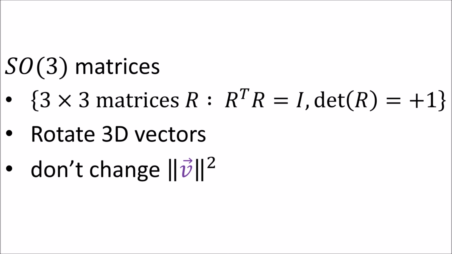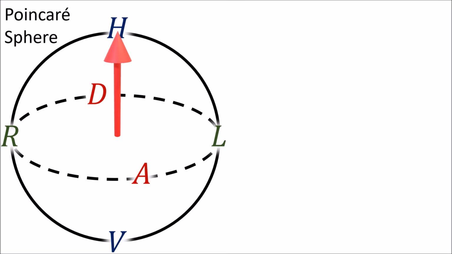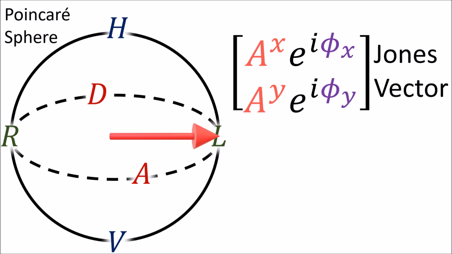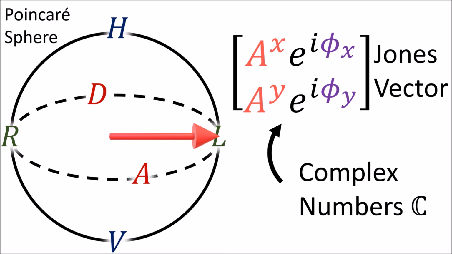So we know that the special orthogonal 3x3 matrices will perform rotations on 3D vectors without changing their length. Now, getting back to our sphere of polarizations, we want to know what kind of matrices will rotate our Jones vectors around without changing their amplitudes. This sounds similar to rotating 3D vectors, but there's one key difference. Jones vectors have complex number entries instead of real number entries.